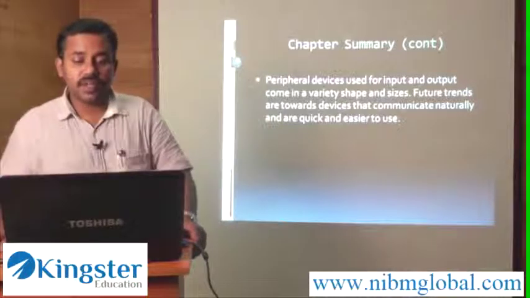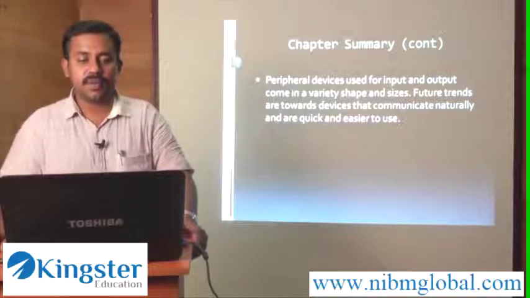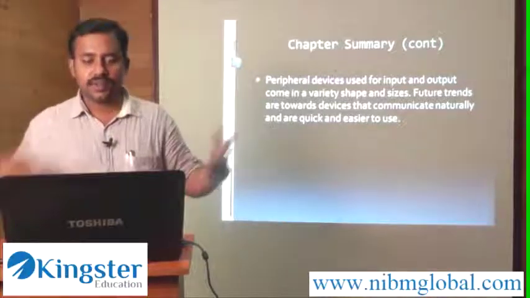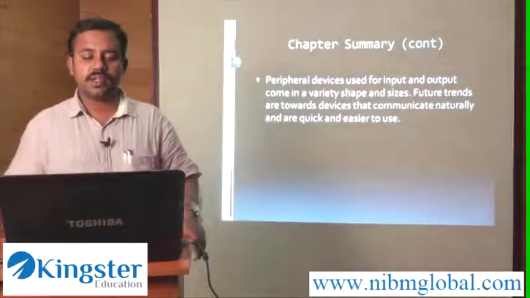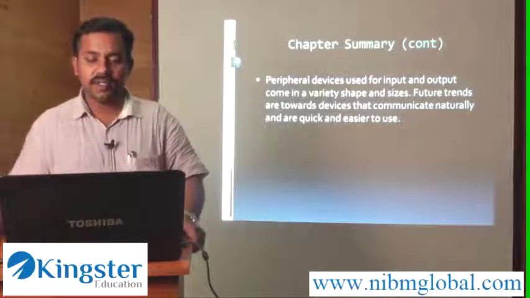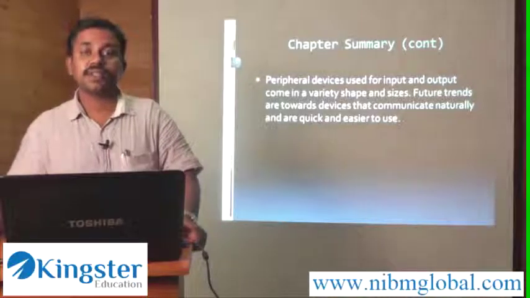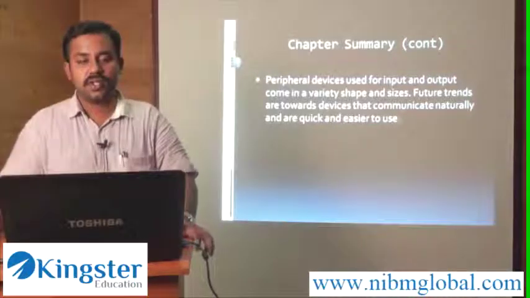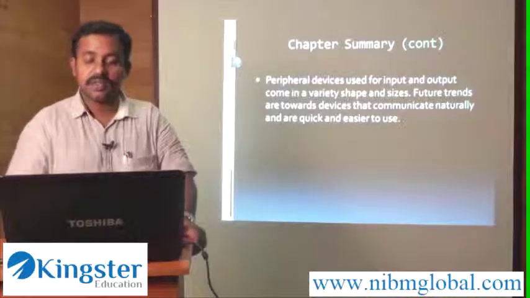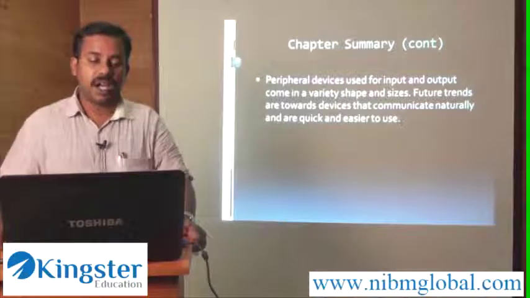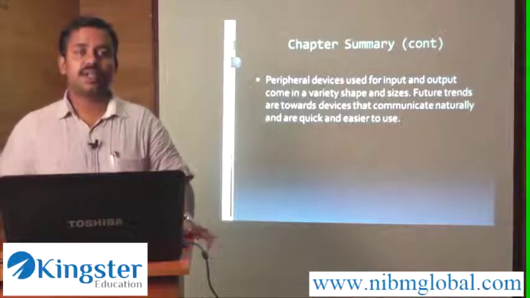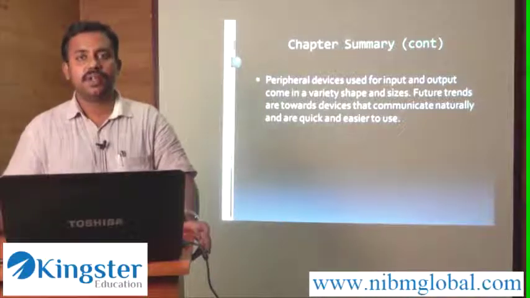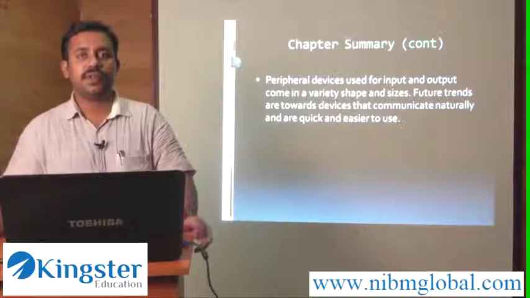And a number of peripheral devices are used for input and output, which come in a variety of shapes and sizes, and today we are seeing different types of products. Future trends are towards devices that communicate naturally and are quicker and easier to use. So these are the various hardware components, the computer hardware that is used in the information system for organizations to perform and work.